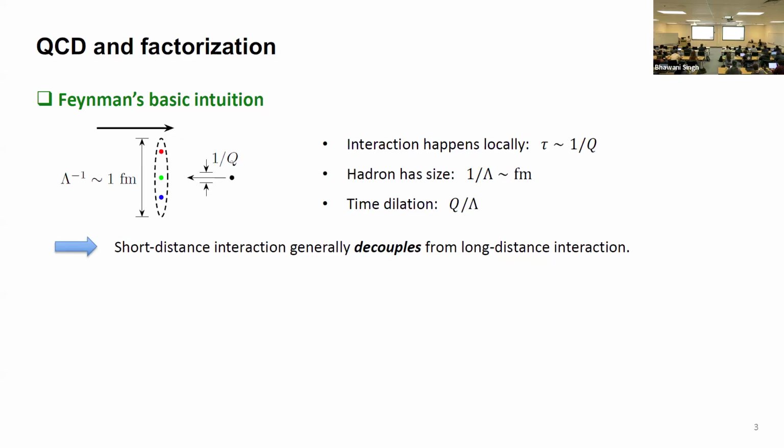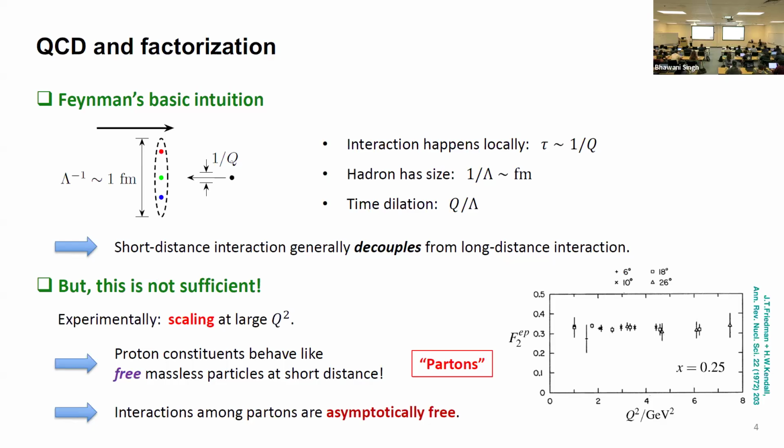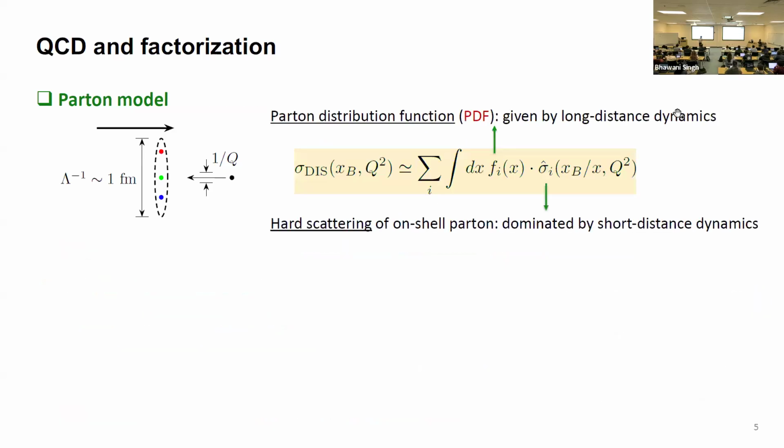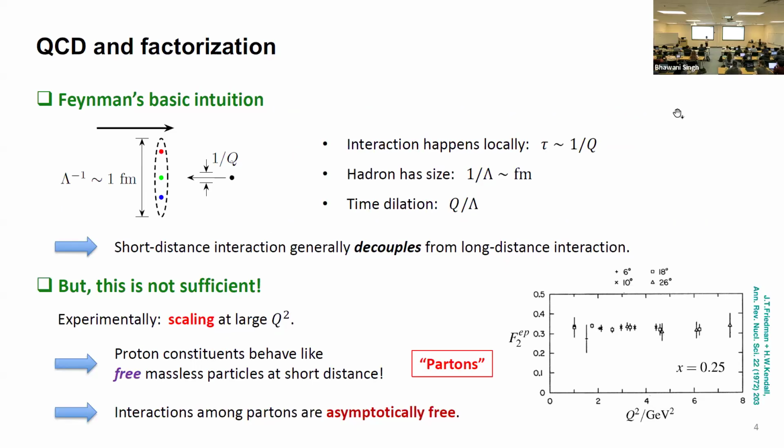But this is not sufficient for us to write down the parton model, or for Feynman to write down his parton model, although he did. But this requires, excuse me, you remove this. So it requires an important input from experiment.